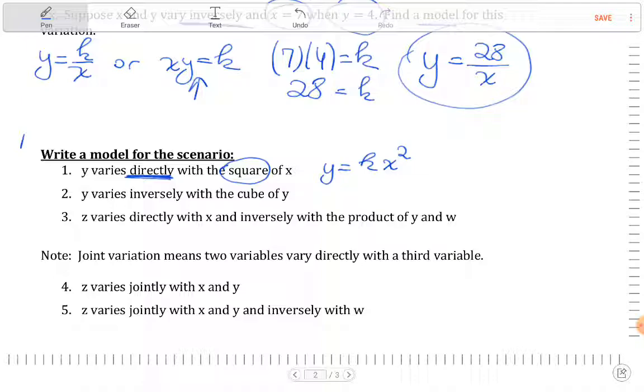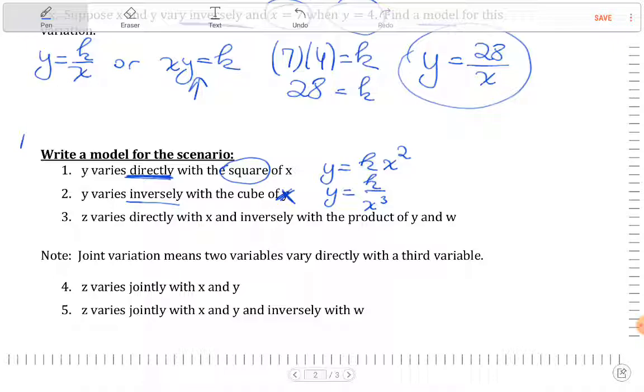Number 2, y varies inversely with the cube of x. I assume it was supposed to be x. Inversely means we're going to use the form where k is divided by x, but it's not just x, it's divided by the cube of x.